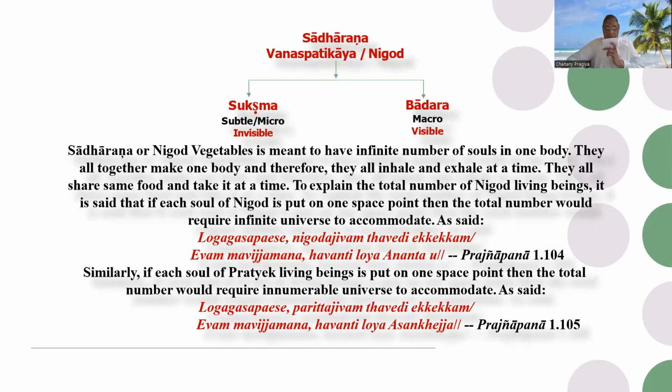Similarly, if each soul of Pratyek living beings is put on one space point, then the total number would require innumerable universes to accommodate, as said. So you can see the difference in number between the Pratyek Vanaspati and the Sadharan Vanaspati: the vegetable which is developed from and with the support of one soul, and the vegetable which is developed with the support of an infinite number of souls.